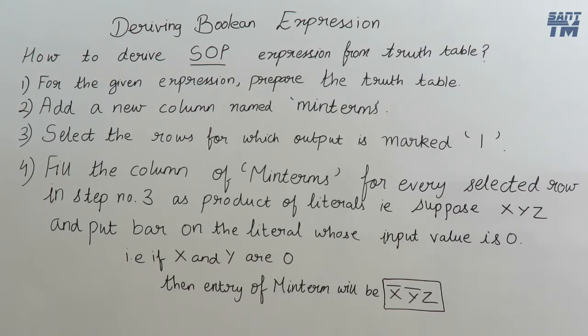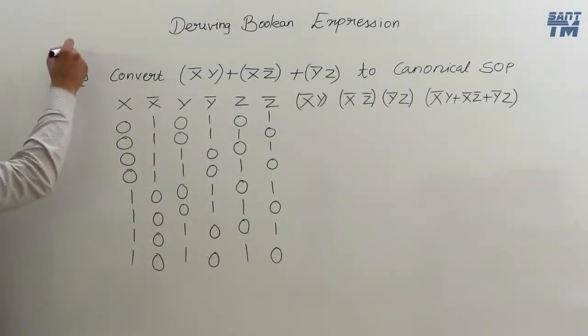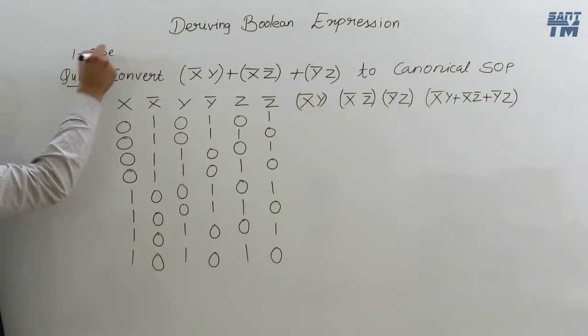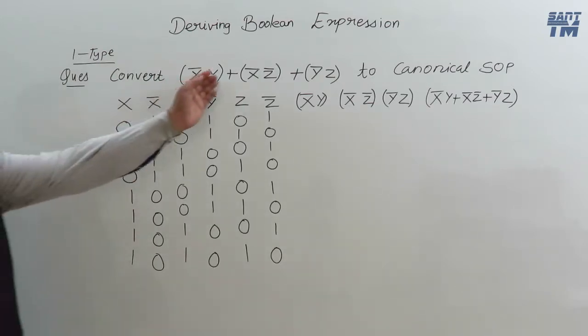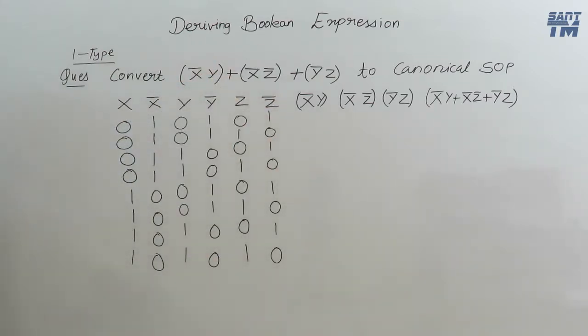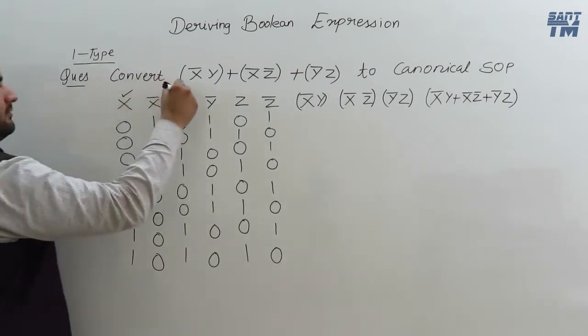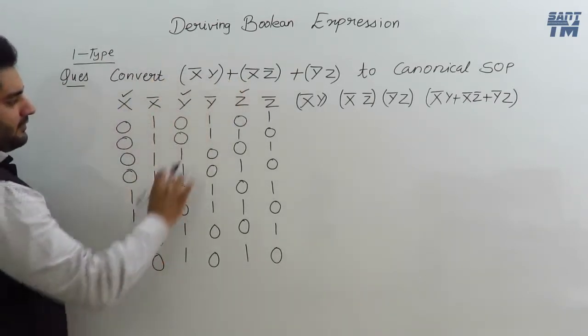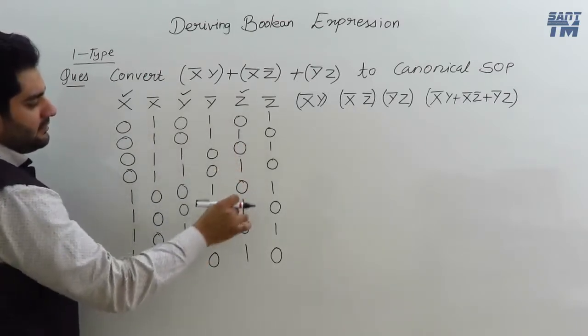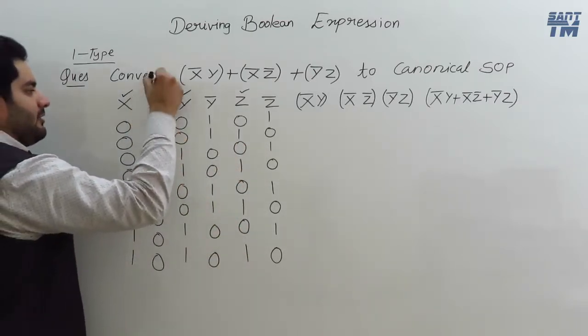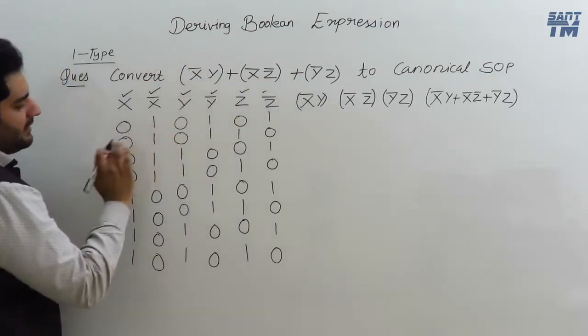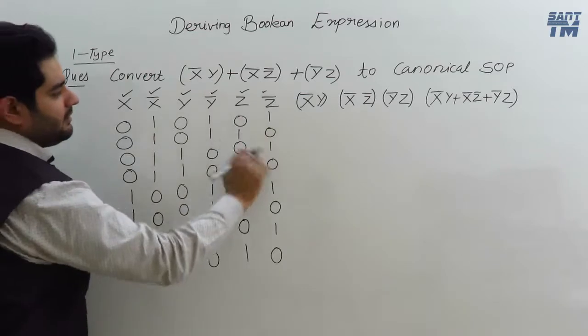Now we will do one example, then you will be more clear. The first type of question in your exam will come like this: convert this expression to canonical SOP. First we have to construct the truth table for this expression, which is step 1 that we wrote just now. There are 3 literals, x, y, z. We make columns for x, y and z. Side by side we also make columns for x bar, y bar and z bar by inverting the values.